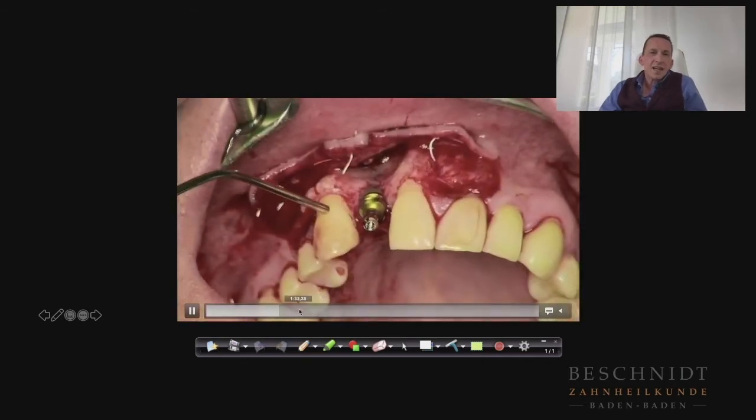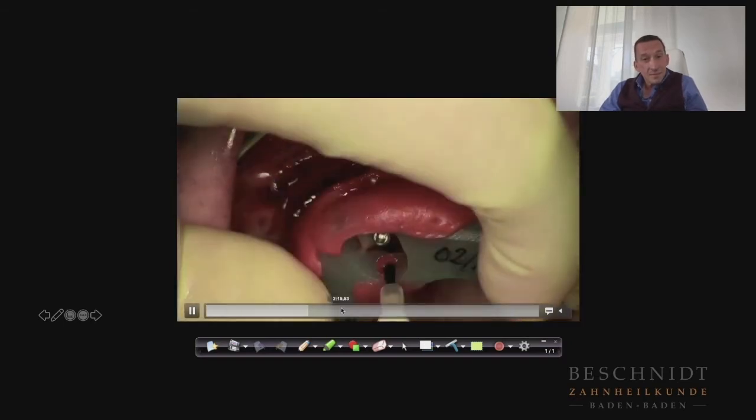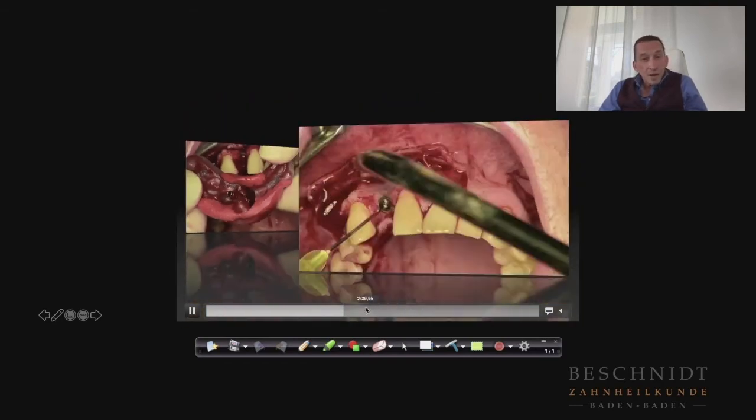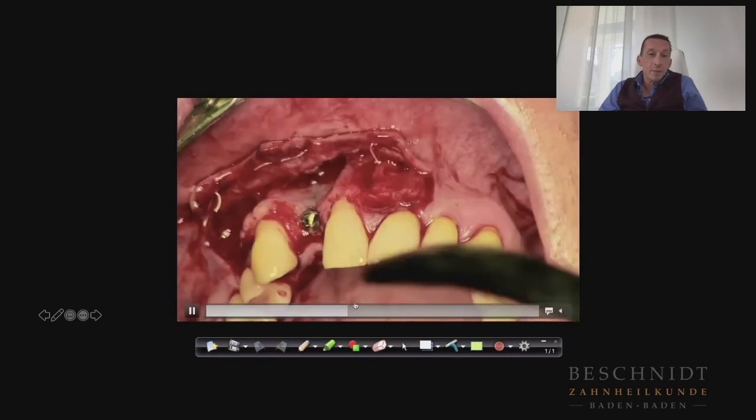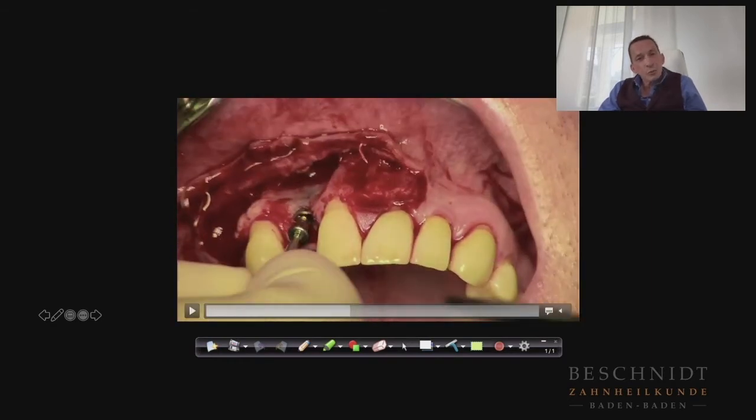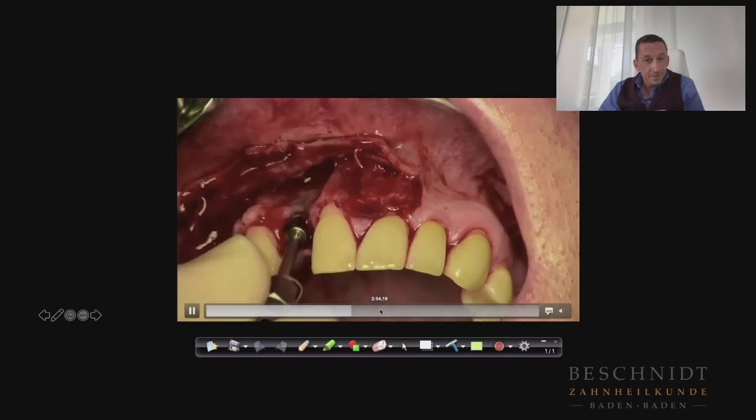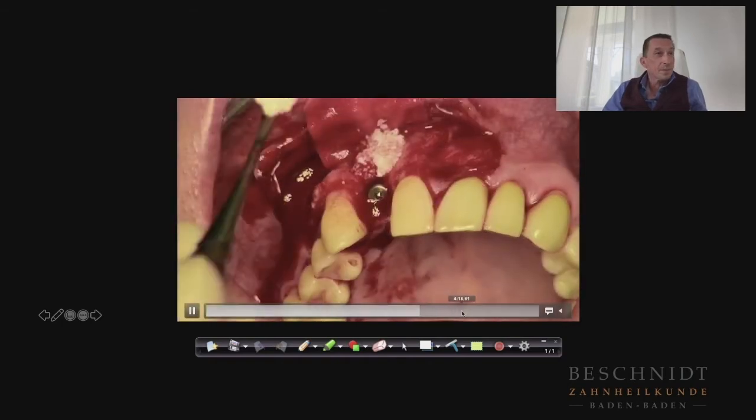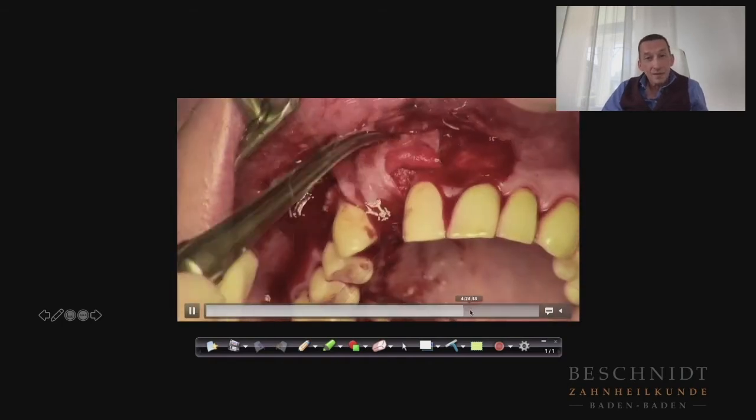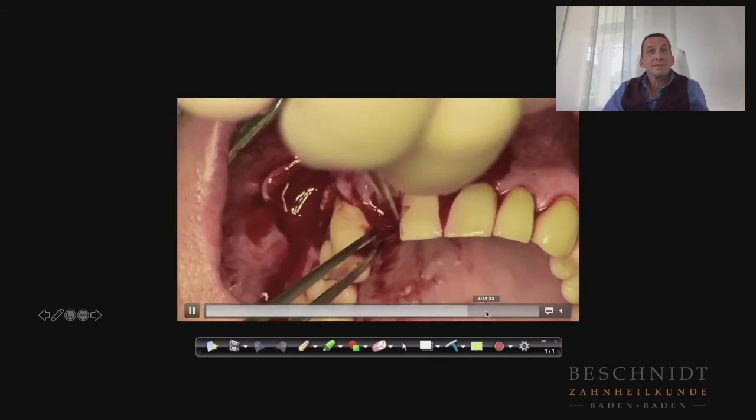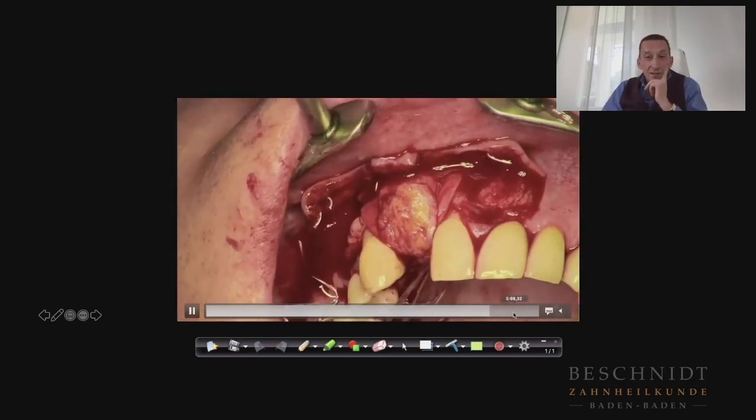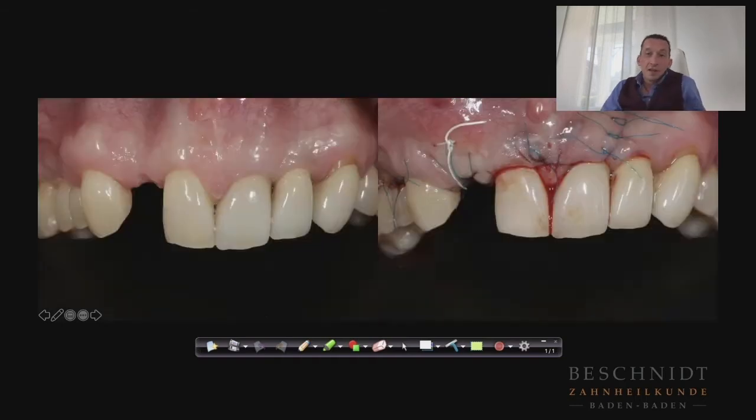We did an immediate impression taking with this transfer splint. And now we put some chlorhexidine gel into the implant, and now look here, I place a 2 millimeter healing abutment, although we close the implant. Now we do the bone augmentation with a membrane and the bone substitute. We close the membrane, place a connective tissue graft, and then we close the full site.